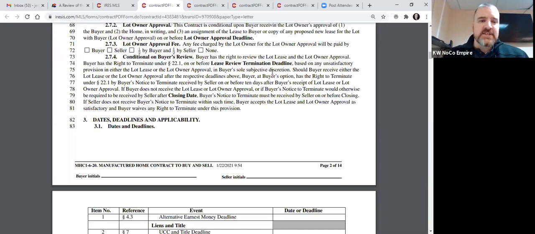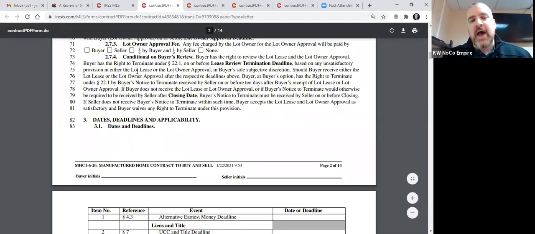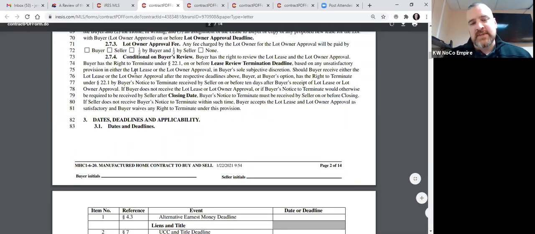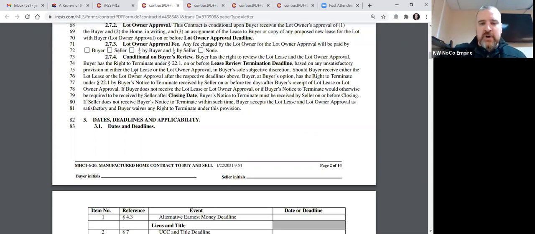Now, if the buyer receives either the lot lease or the lot owner approval after the respective deadline, then the buyer has the right to terminate under section 22.1 by delivering a notice to terminate to the seller on or before 10 days after the buyer's receipt. So if those documents do not get delivered by the respective deadline and they get delivered afterward, effectively what that means is now the buyer has 10 days or up until closing, whichever is earlier, right, to terminate the contract.